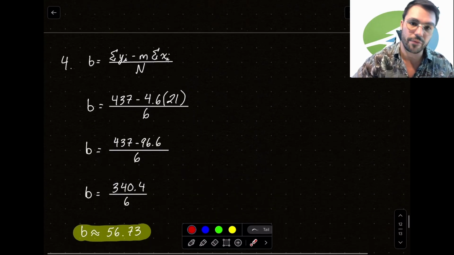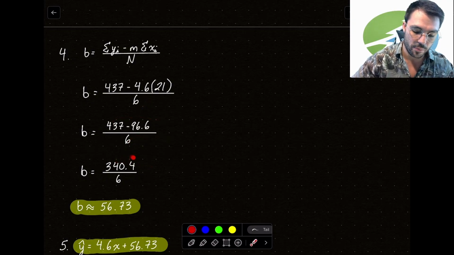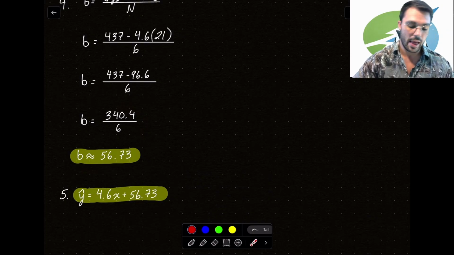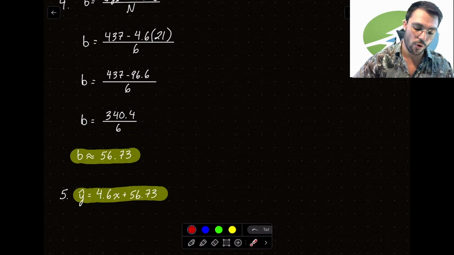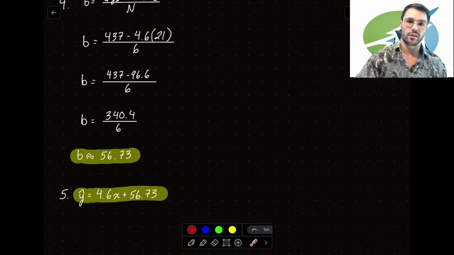Okay, step 4. Now we find the y-intercept. We use our equation here. Summation of y sub i equals 437 minus our slope m, 4.6, times summation of x sub i, 21, divided by number of elements 6. Do the math. 430.4 divided by 6, b is roughly 56.73. And lastly, we plug our slope and y-intercept into the equation for slope-intercept form. Y hat equals 4.6x plus 56.73. Whew, a lot of numbers.